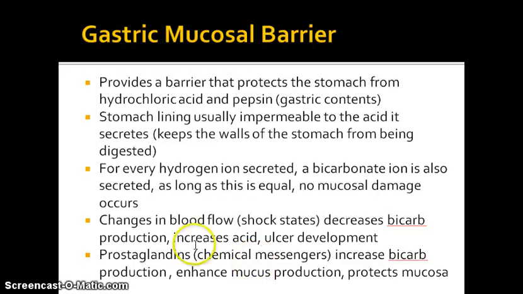Prostaglandins are one of our chemical messengers that we have triggered for our inflammation, pain response, and other things. They also increase bicarb production. So this can enhance our mucus production and help give us some protection.